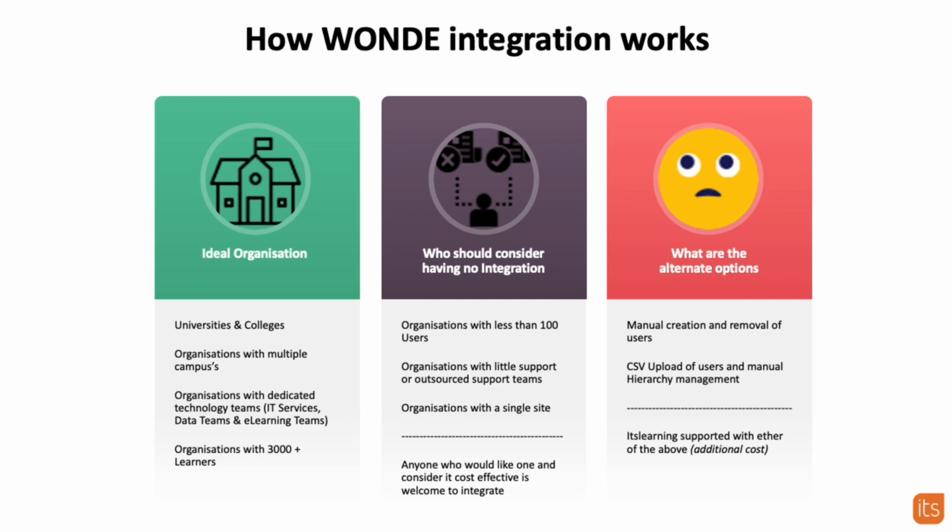Organisations with over 3,000 learners, obviously due to the sheer number of learners, an integration becomes so much easier for those organisations to manage. So that gives us the question of who should consider having no integration at all. Well, organisations with less than 100 users generally don't need an integration. To manage less than 100 users is quite easy to do, and we can do that off uploading what we would call a CSV file, or even just adding those on individually as they come through the door.